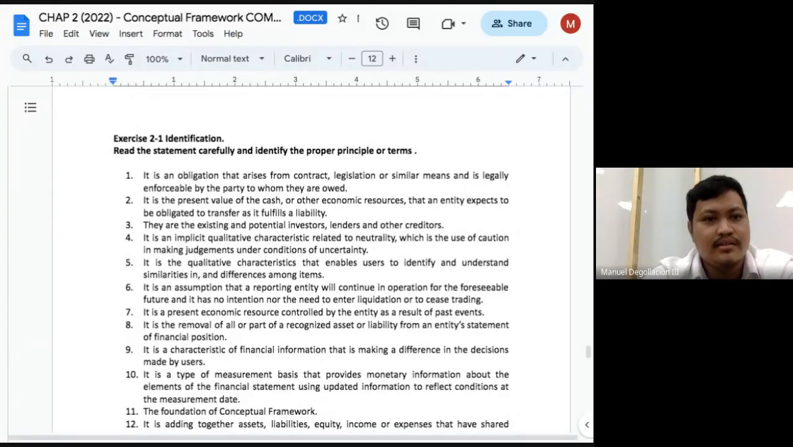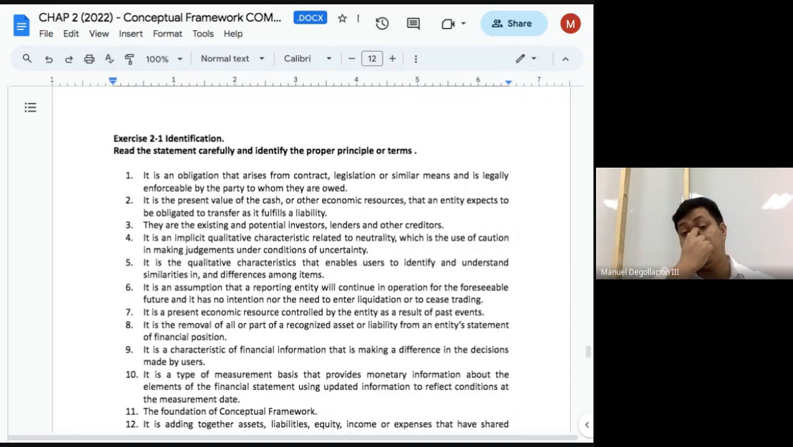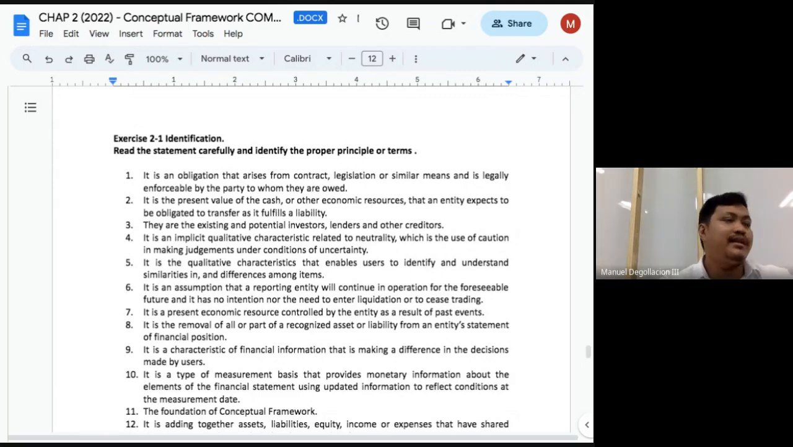Let's begin, class. Exercise 2-1 identification. Although your examinations class will not be in this mode of examination, these kind of exercises would still be able to help you since there are a lot of multiple choice questions simply asking for definition of terms. Okay, so I hope you've found the time to go over these statements.